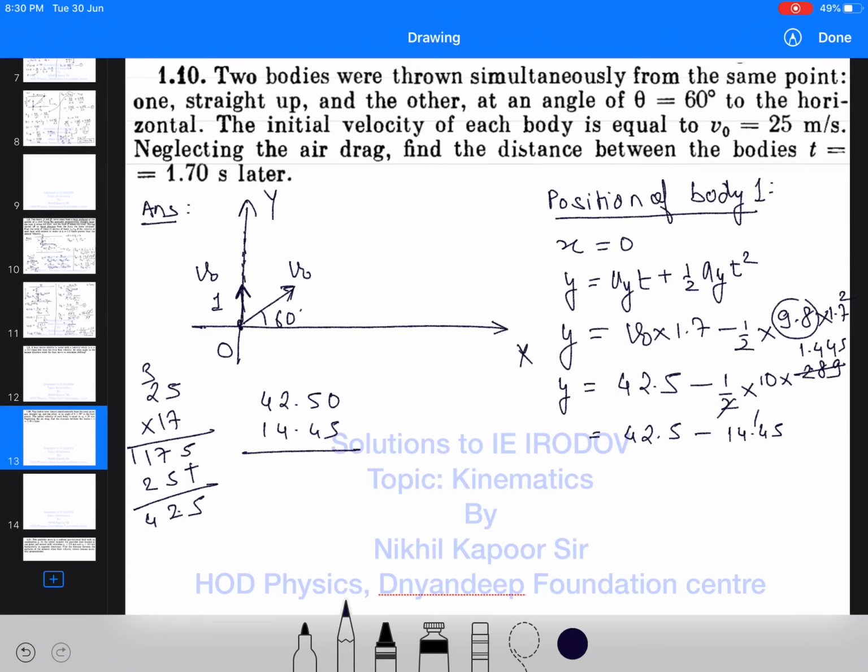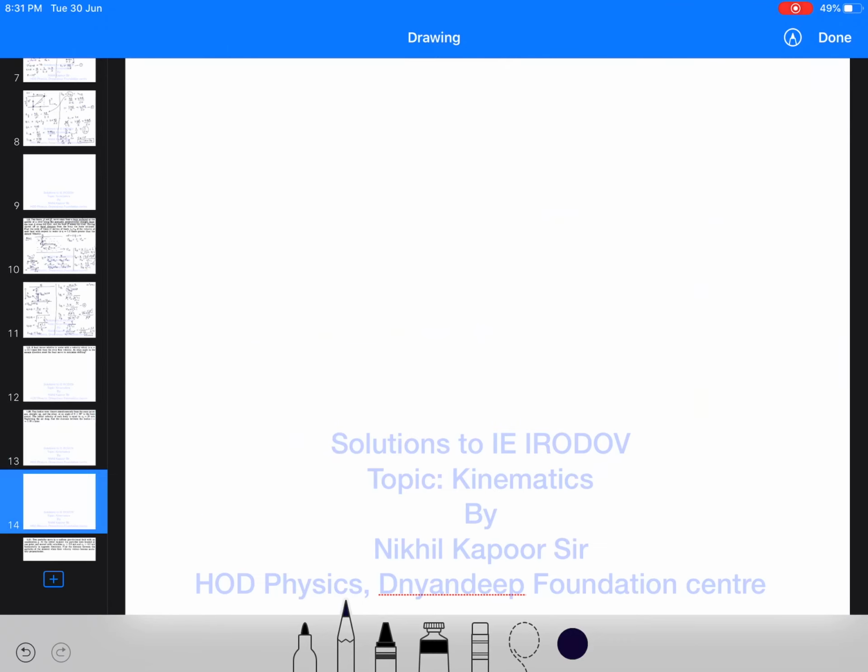42.5, that is 42.50, and this is 14.45. So obviously 50 minus 45 will be 5 only, 0.05, because 10 minus 5 is 5 and 4 minus 4 is 0. Then 1 carry, 12 minus 4 will be 8, and 3 minus 1 will be 2. So this comes out to be 28.05. So the position of this particle at 1.7 seconds is 0, 28.05 meters.